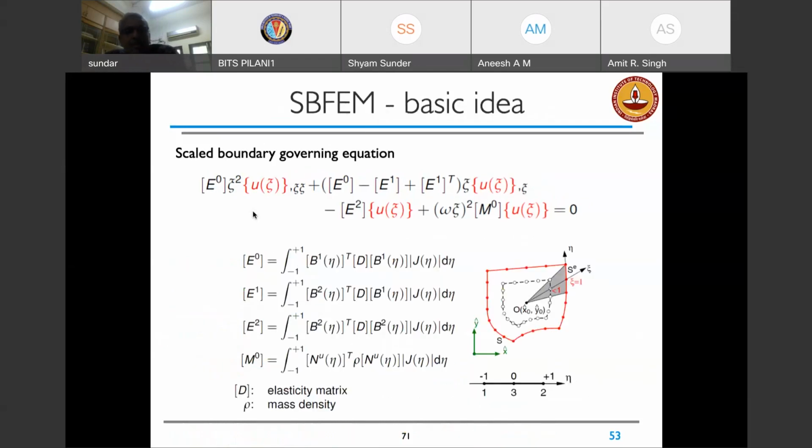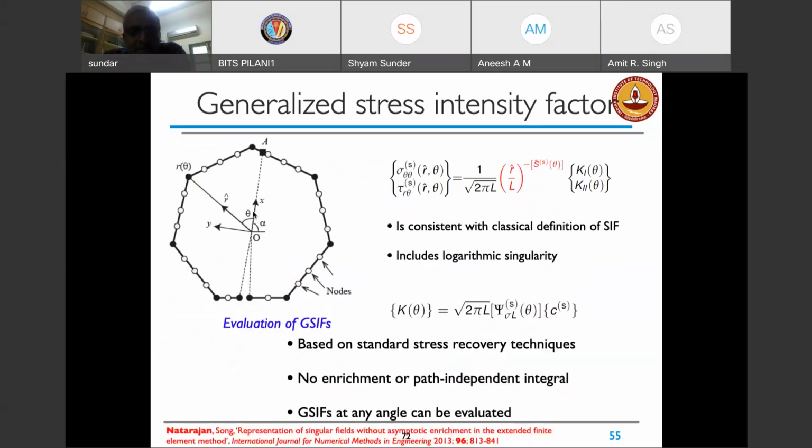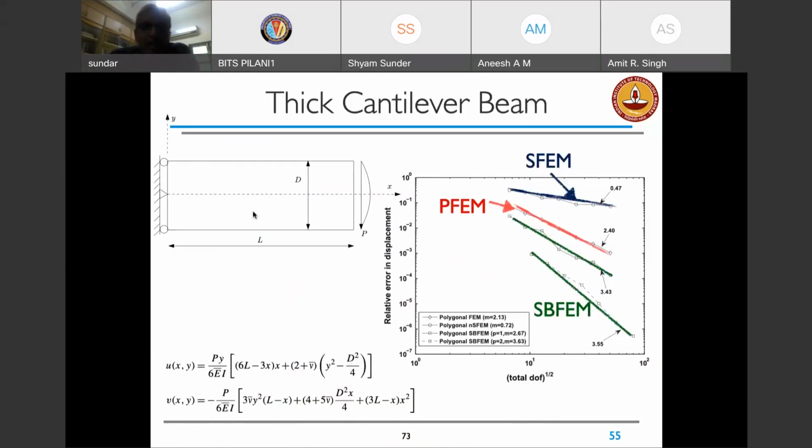Right, so I'm not going into the details of this. I just want to come back to the same problem to show how good the scale boundary method is. So this is a standard benchmark problem, the thick cantilever beam problem, for which we have an analytical solution. What I'm plotting here is the degrees of freedom as a function of displacement. So here I've compared different methods. We have already seen the polynomial finite element method. We have not seen the smooth finite element method, which comes in the next part.